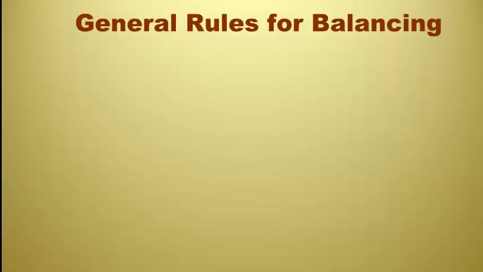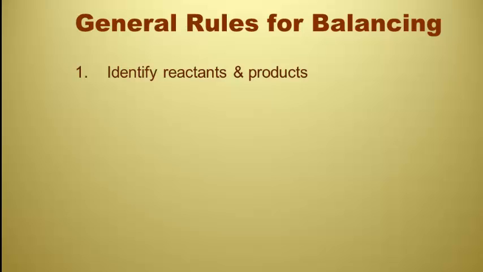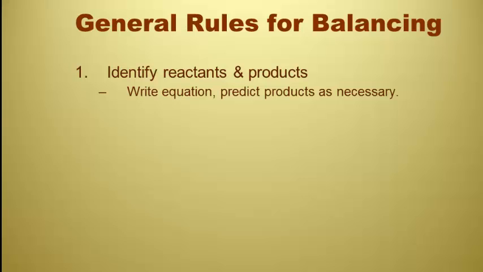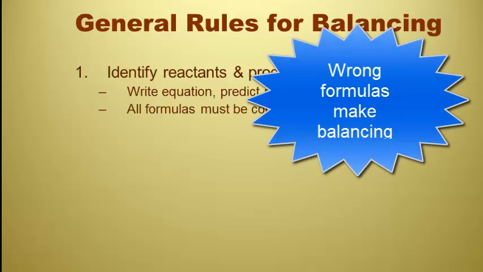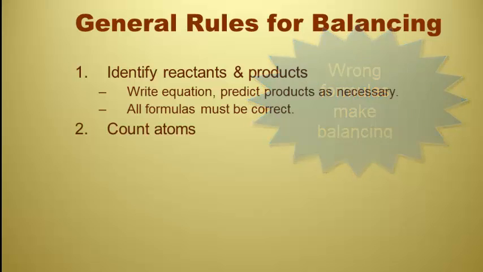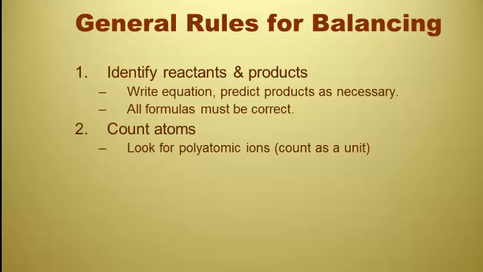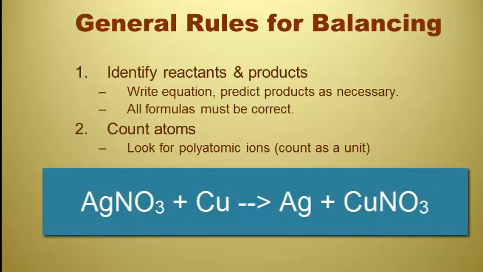Some general rules for balancing. The first rule for balancing is make sure you've identified your products and your reactants. Make sure those equations are written properly and the formulas are correct. The second is to make sure that you count the atoms. Look for polyatomic ions on both sides. If I have nitrate as a reactant and nitrate as a product, I don't need to count nitrogen and oxygen separately. I can count nitrate as a whole unit.